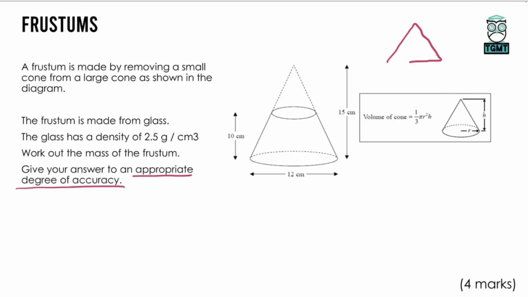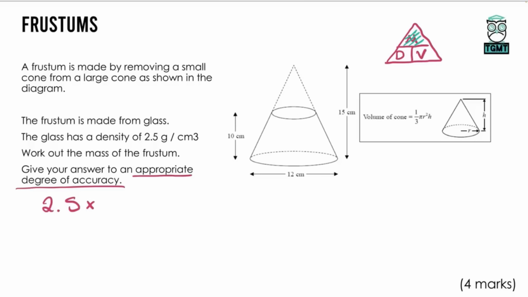So we need to think about our density formula again. So we have density is equal to mass divided by volume. To get the mass, we need to do the density multiplied by the volume. We are given the density, so we'll just need to do 2.5 multiplied by whatever the volume is. So we'll leave that there and we'll come back to it.